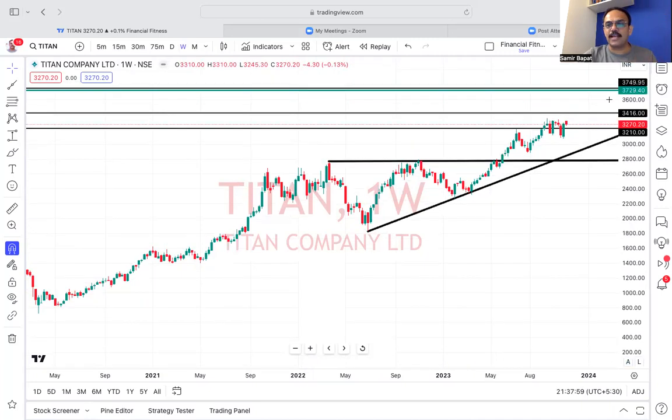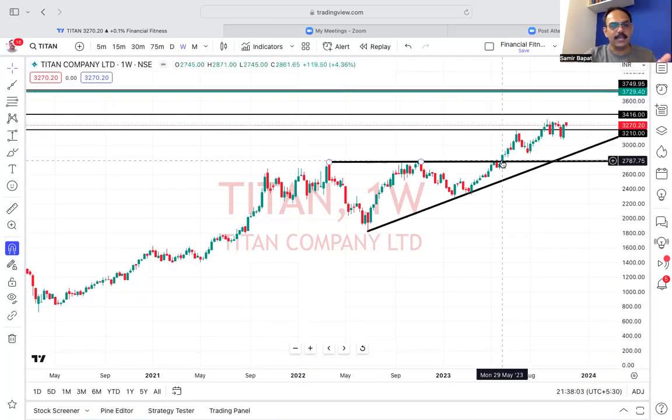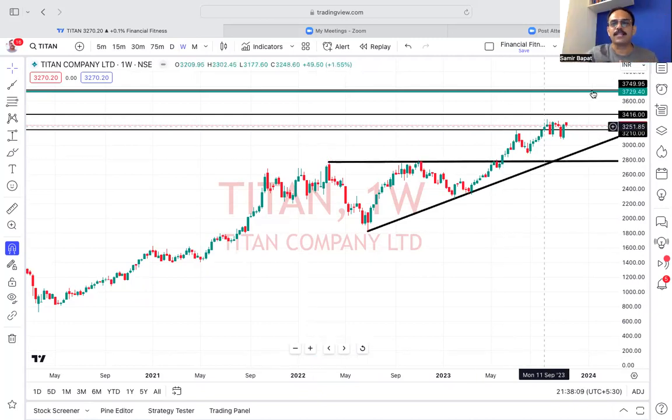Say this way, the target is 3729. It has started going up from May. Now we are in almost November, December. So it will take maybe another March, April to reach here. So it almost took 1 year for long term.